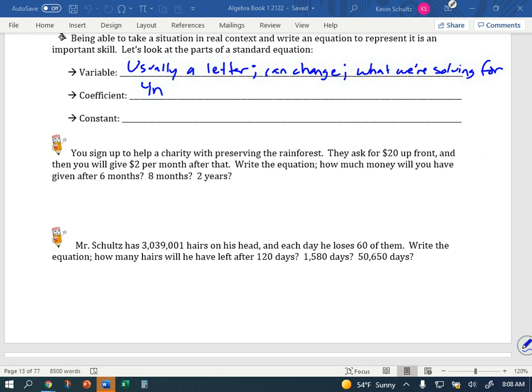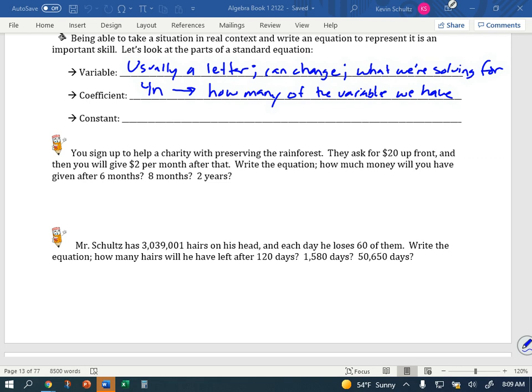Yes. Okay. The coefficient tells us how many of the variable we have. Okay? How many of the variable we have. In the term 4n, we've got 4 n's. 4 times n. Okay? As Christopher said, it's the number before a variable. As William said, it means that we're multiplying. 4 times n.